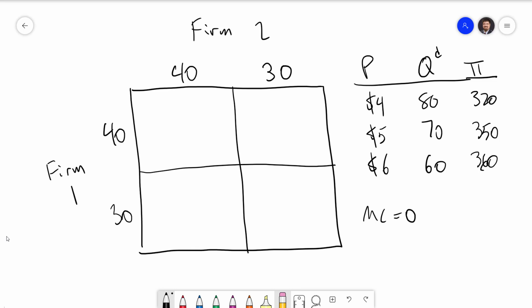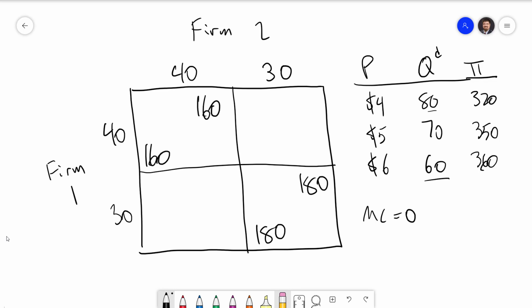We can now use our demand schedule to figure out the profit that each firm makes. If each firm produces 40, we have a total quantity in the market of 80 and a price of 4, and so each firm is going to make 4 times 40 profit, or half of the 320, if you prefer that way. So each firm is going to make 160 profit. Similarly, if each firm produces 30, we're going to have 60 total output and a price of 6, and so each firm is going to make 6 times 30, or 180 profit.